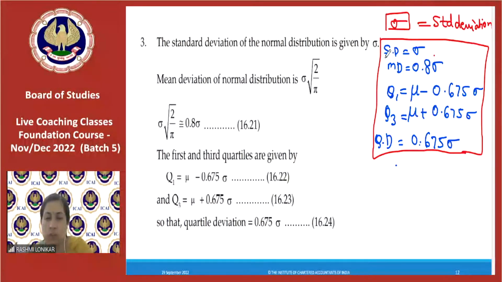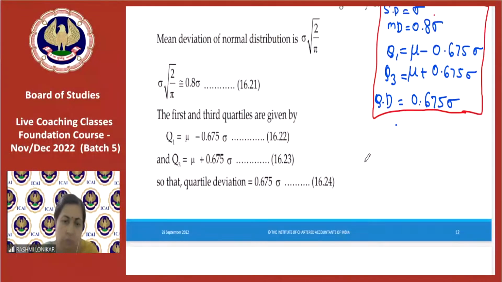Okay. So standard deviation is sigma, mean deviation is 0.8 times sigma, Q1, that is the first quartile, is equal to mu minus 0.675 sigma, Q3 is equal to mu plus 0.675 sigma. And quartile deviation is equal to 0.675 sigma. Okay. Just make sure that you understood these formulae. Yes, Bibu, clearly understood? Yes. Yes, Zeba, Manshu, Avdesh. Yes, very good, Avdesh.